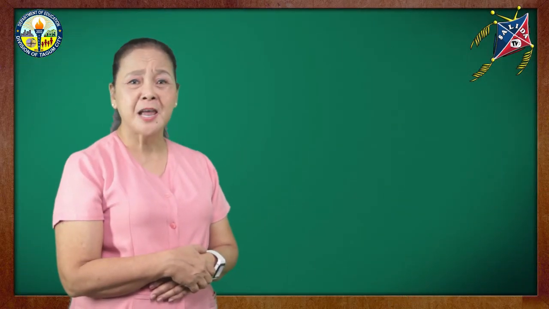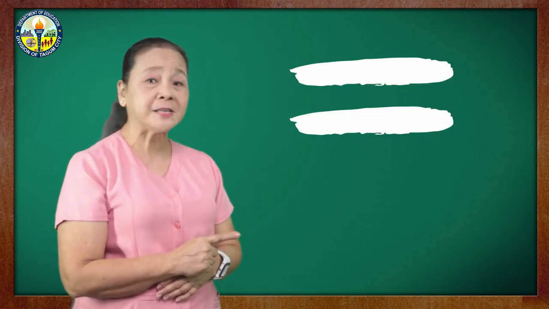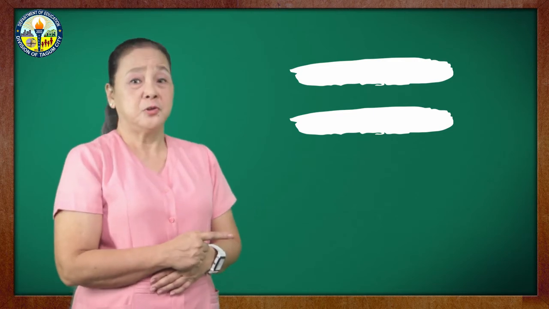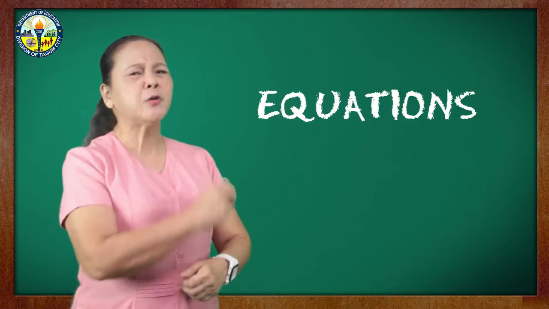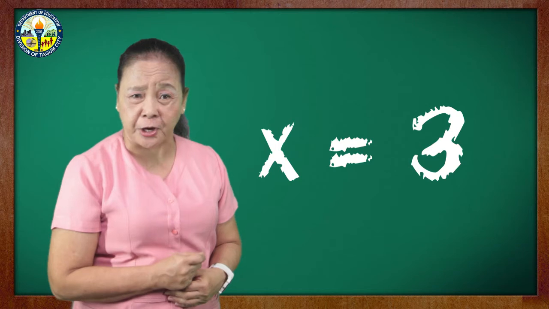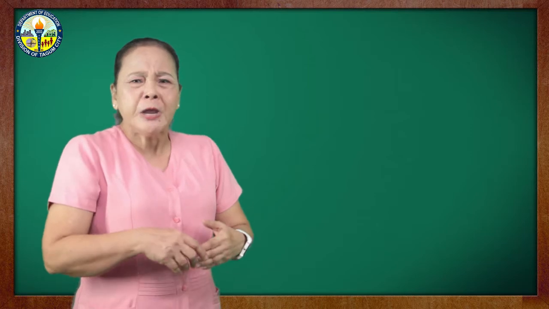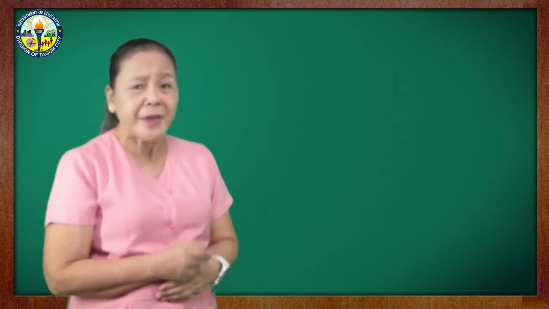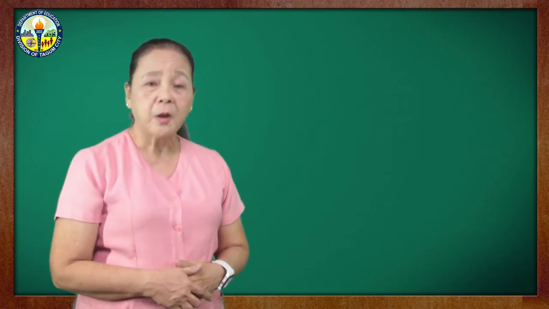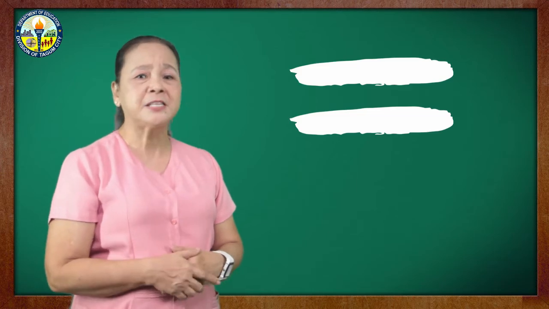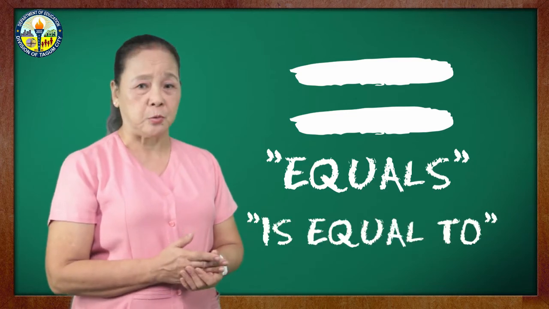My dear students, do you still remember what this symbol is for? If you answer yes, then good. So, what is the symbol for? Oh yes, it's for equations. Just like in x = 3, y = 5, z = -1. Or if we will be using two variables, we will have x + y = -3, or 2x - y = 4. I would like to emphasize that this symbol is read as equals or is equal to. Got it?